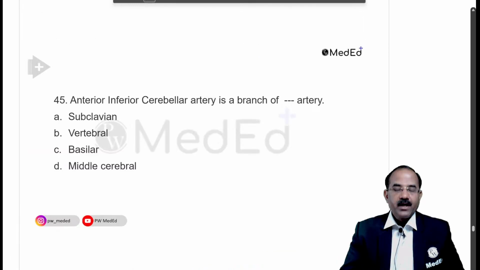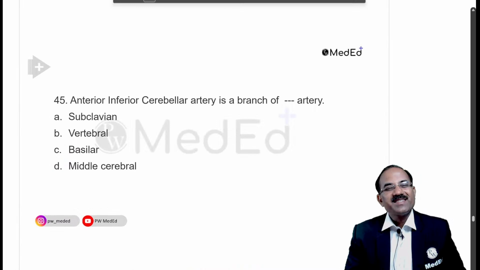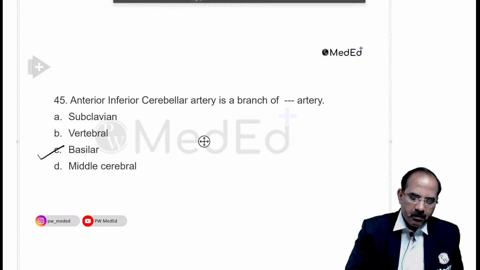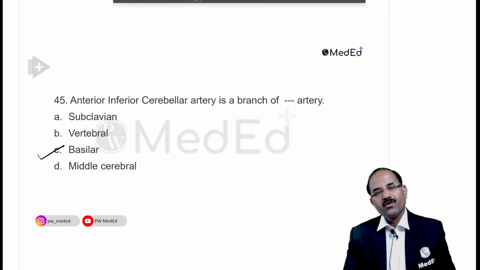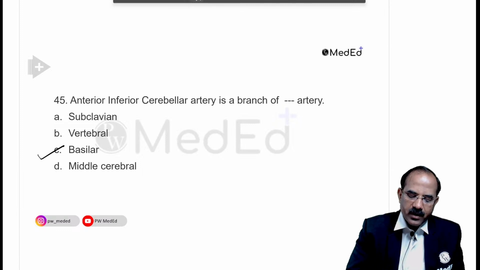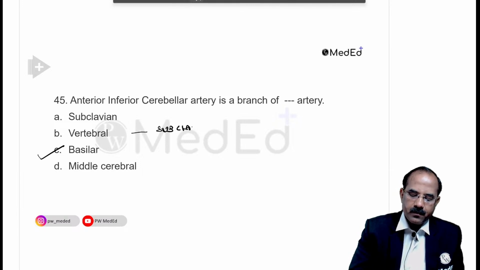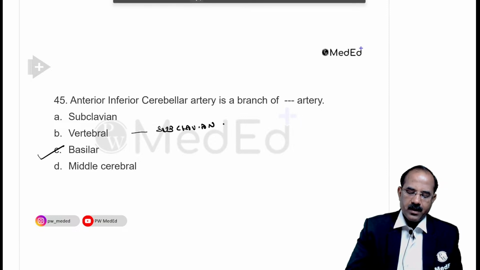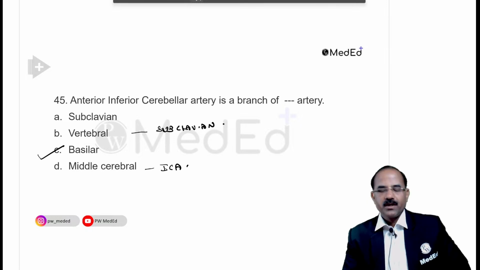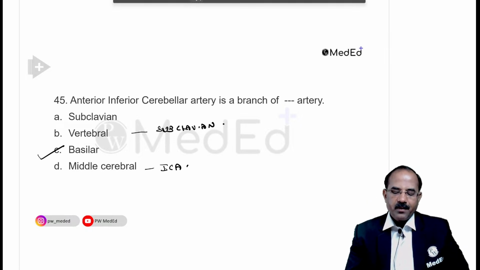Anterior inferior cerebellar artery. Students, the anterior inferior cerebellar artery is a branch of the basilar artery. The vertebral artery is a branch of the subclavian artery. The middle cerebral is a branch of the internal carotid. So the anterior inferior cerebellar artery is a branch of the basilar artery.